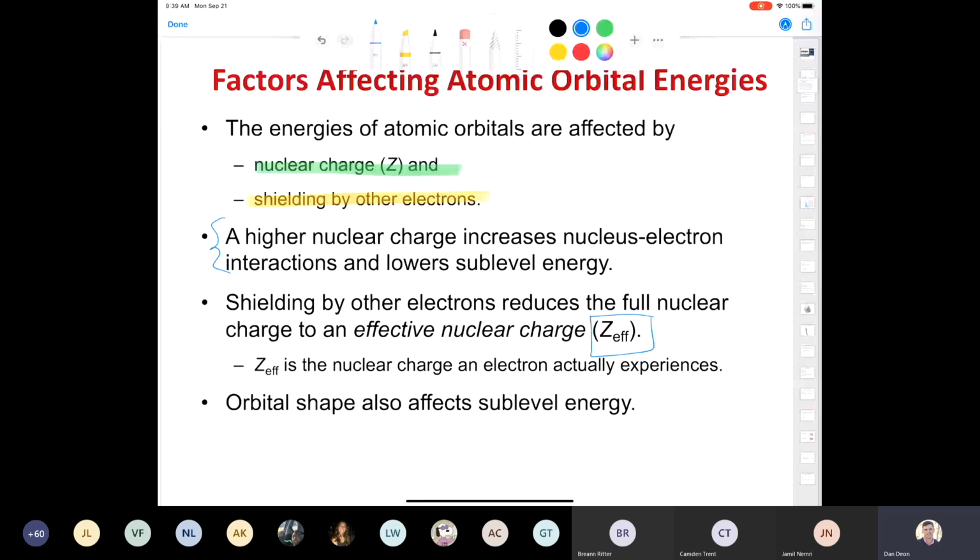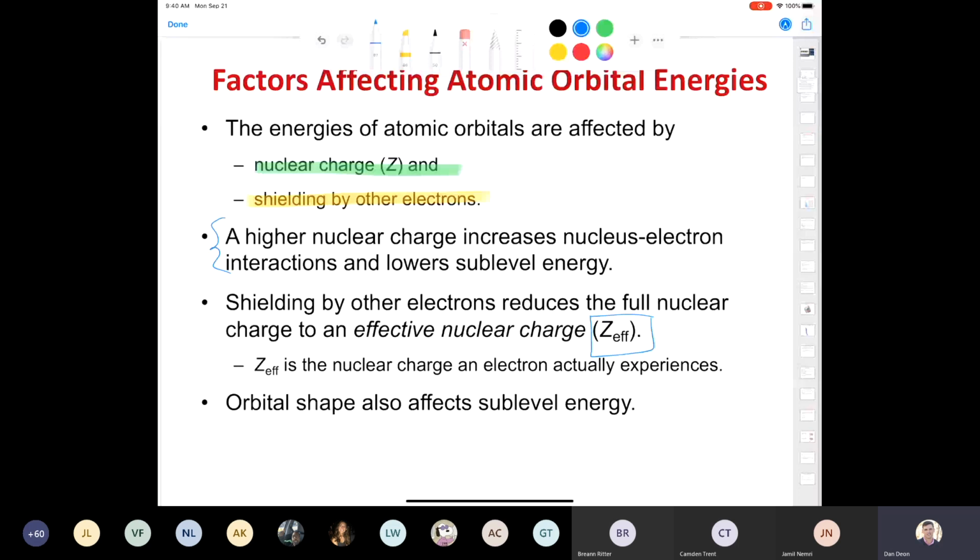Good. The shielding by other electrons, though, reduces the full charge to an effective nuclear charge. And I went over that with you before, but I'm going to talk about it a little bit again today as well. It says the effective nuclear charge is the nuclear charge that an electron actually experiences, right? If you take the nucleus of any atom, say it's a carbon atom, there's 6 protons in there, but do all of the 6 electrons in carbon feel the net effect of 6 full protons? And the answer is no, okay? And also, the orbital shape is also going to affect sublevel energy.